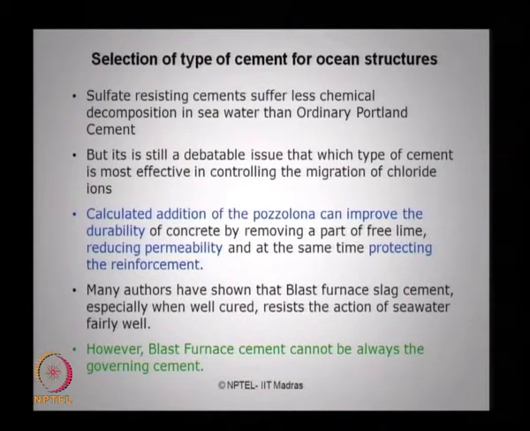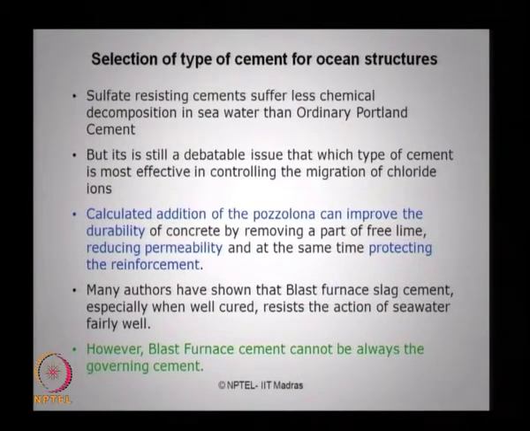Researchers advise sulfate resisting cement, which suffers less chemical decomposition in seawater when compared to ordinary Portland cement, which is referred to as OPC in the literature, but still it is a debatable subject as to which type of cement is to be used effectively, because the studies are still not able to strengthen the appropriate selection of cement for sea environment. Calculated addition of pozzolana can improve the durability of concrete.